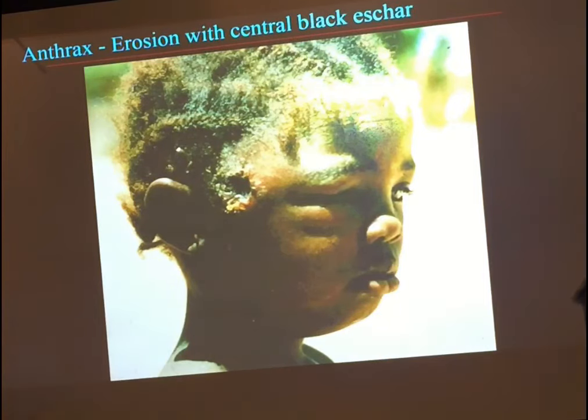This is a picture lent to me by one of my professors from the London School of Hygiene and Tropical Medicine. It's really hard to find a picture of cutaneous anthrax. This again starts off as a vesicle or a bulla, but with anthrax, the key thing is the central black eschar and the surrounding edema. So when you see a central black eschar with surrounding edema in the right setting, think about cutaneous anthrax.